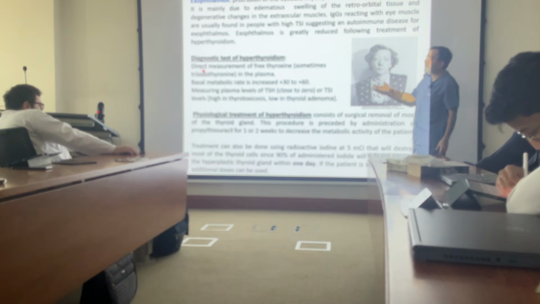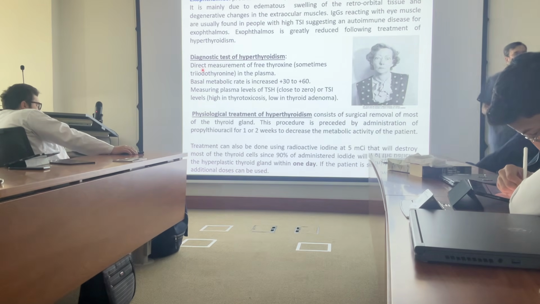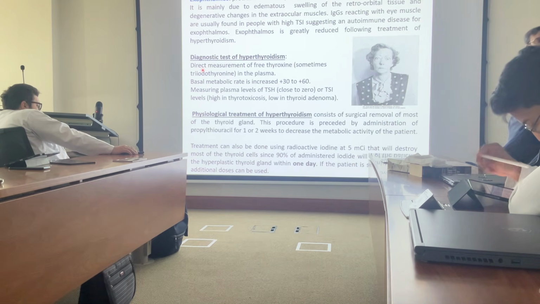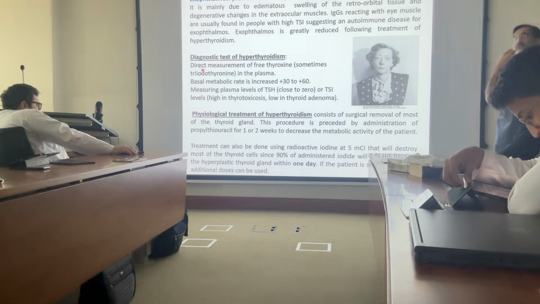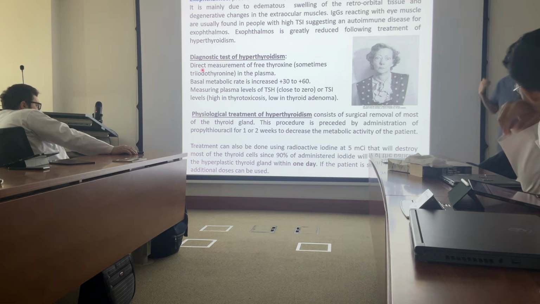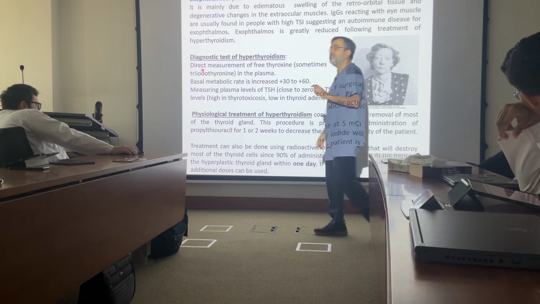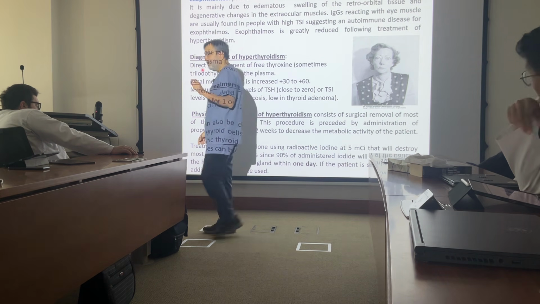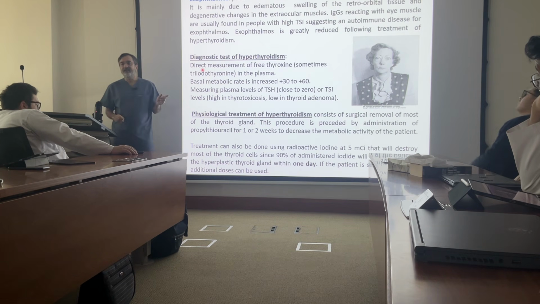How would you diagnose hyperthyroidism? By direct measurement of free thyroxine. You would also measure TSH. If you measure TSH, what would happen? It would be low. Thyroxine would be high, TSH would be low, and this is how you usually diagnose. But if you want to know if this is Graves' disease or not, you also need to measure thyroid stimulating immunoglobulin. That would tell you if this is Graves' disease or hyperthyroidism because of something else.